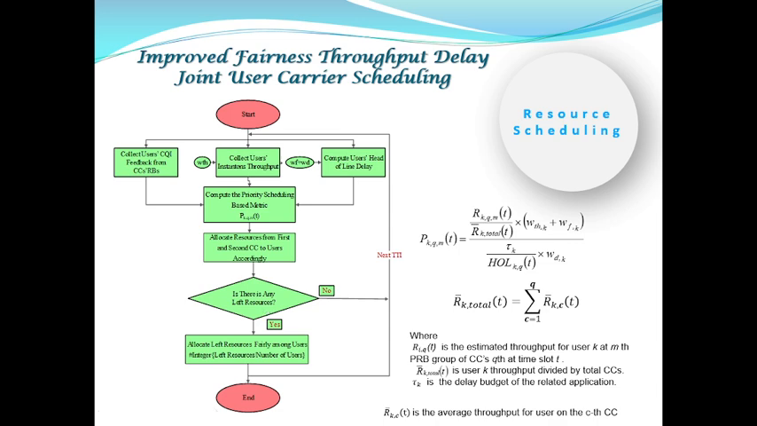If there are no resources left, allocate the left resources fairly among users. Given the left resources and the number of users, we will divide the rest of the physical resource blocks equally among the users.